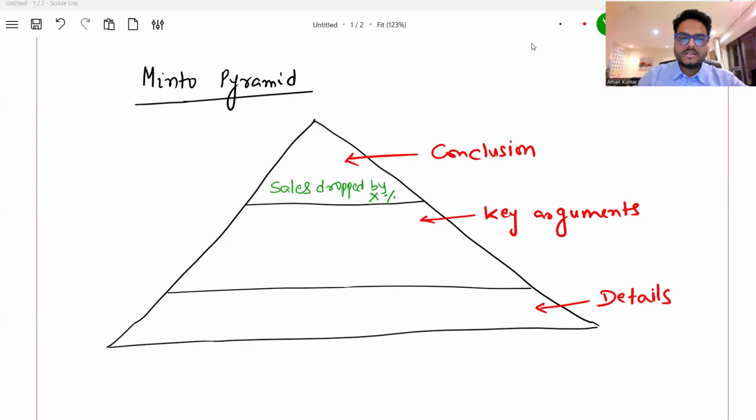The key reasons can be divided into 2 or 3 buckets. For example, one bucket I can write here: my sales dropped because there was a seasonal impact. This could be one reason, a key argument I am giving. What could be my other argument? My other argument could be a poor campaign. Whatever campaign the company ran, the response to that campaign was not good. So seasonal impact and poor campaign are the 2 possible reasons for sales dropping. These are my key arguments.